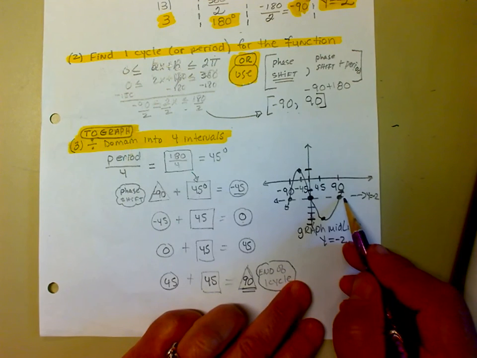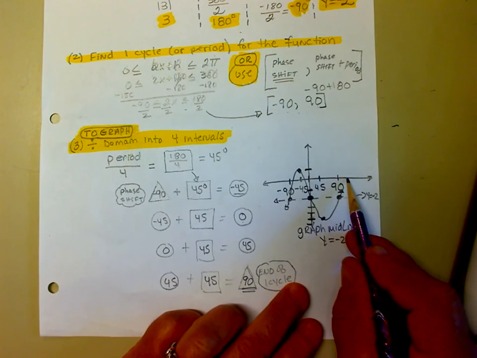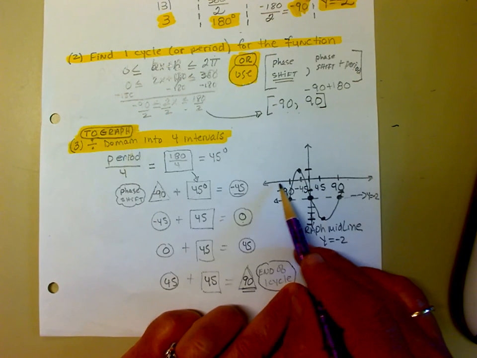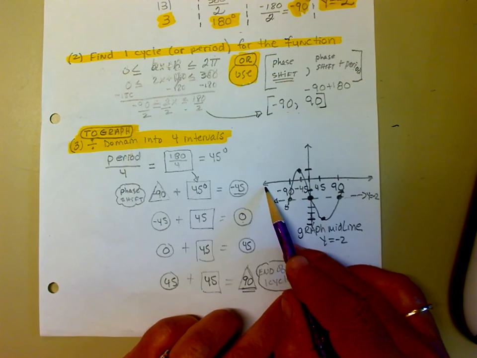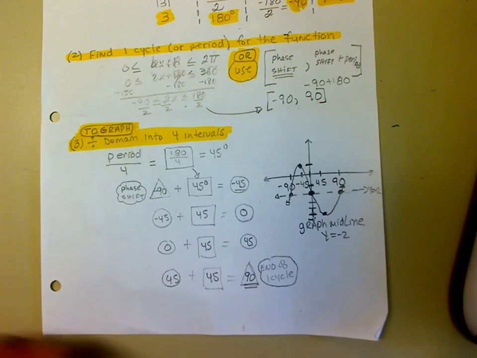Again, we can continue this cycle in either the positive or negative direction just by adding 45 or subtracting 45 to the left of its phase shift. I hope you found this helpful in graphing a transformation of a sine function.